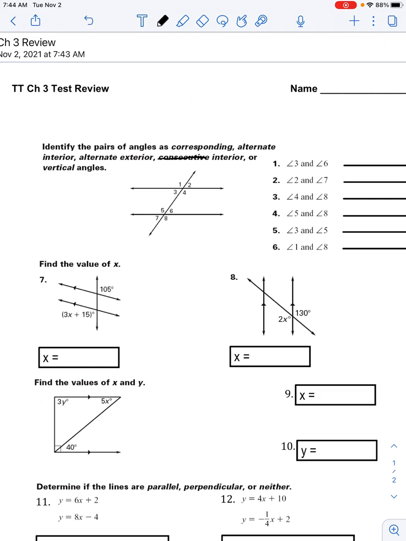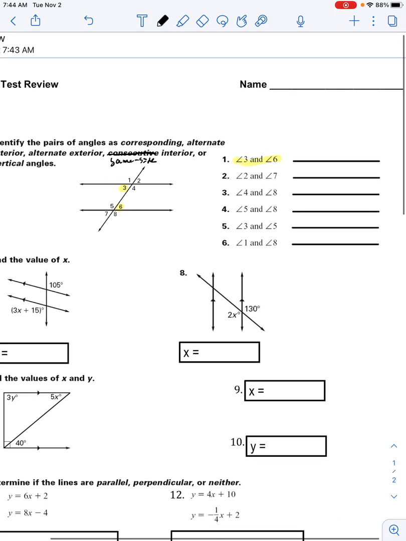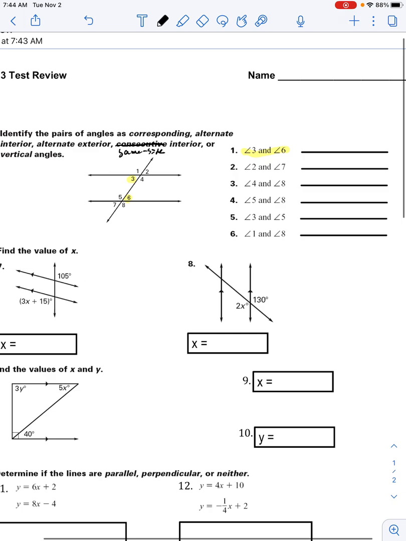I like to call it same side interior, but consecutive is kind of the same thing, or vertical angles. So let's look, okay? Angle 3 and angle 6, those are on the inside of my parallel lines, but on opposite sides of the transversal. Remember, this line that cuts through the middle is called the transversal. So those are going to be alternate interior angles.